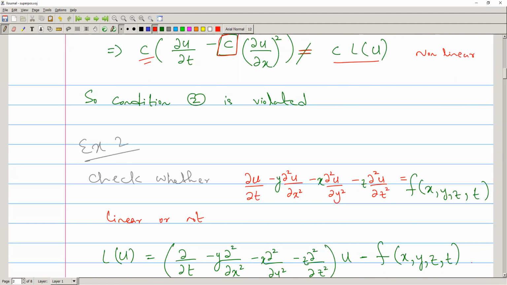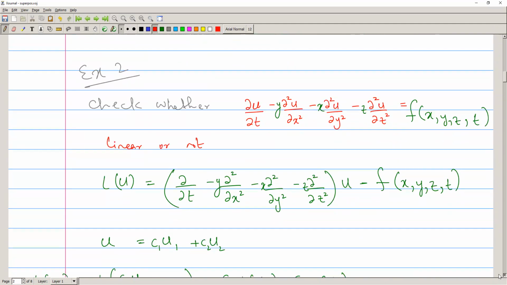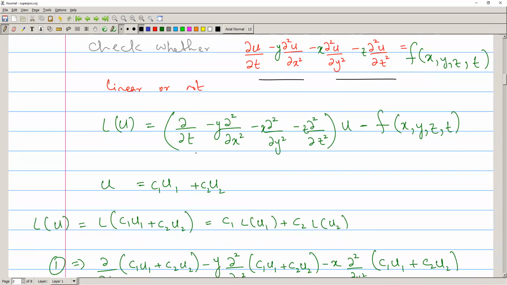So this condition is violated, and we can now take another example. We are saying, check whether this equation is linear or not. So we will apply the conditions. Condition number 1. First of all, we can write this equation in this form, taking U outside and only leaving operators inside, with the coefficients. So this will be LU, where this whole function is L, and here it's U.